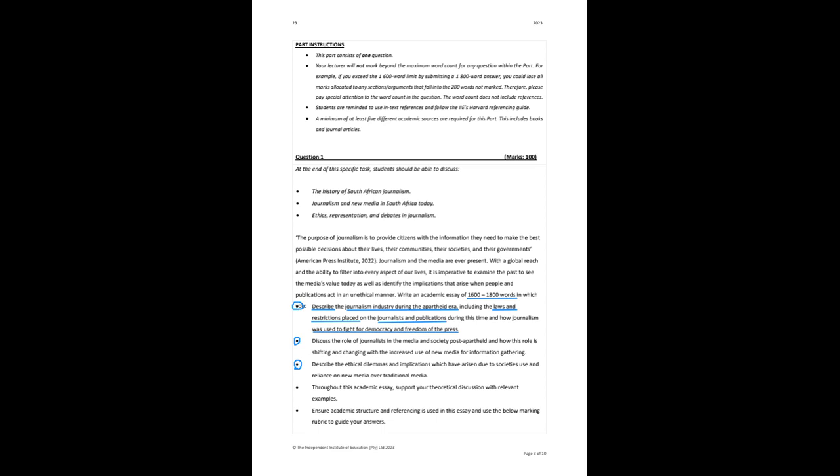Once we've looked at the past, the laws, and the fighting for democracy, the next thing is you're going to have a discussion. You're going to discuss the role of journalists in the media and society post-apartheid, and how this role is shifting and changing with the increased use of new media for information gathering.